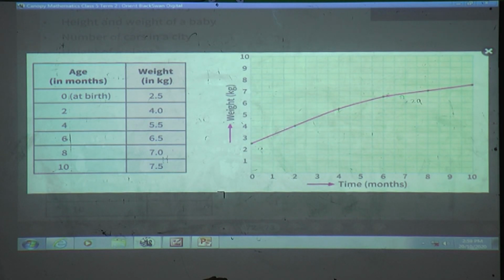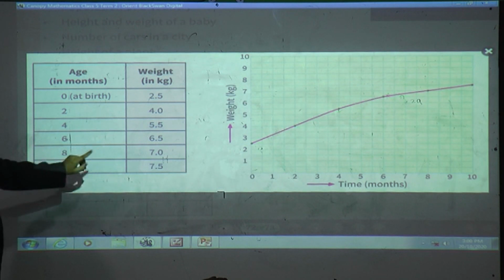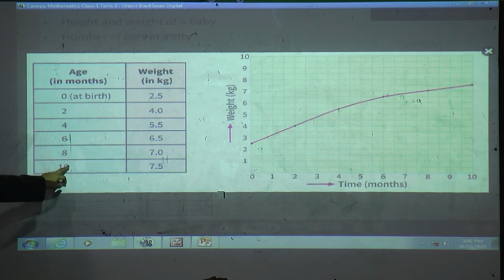Now observe the pattern of growth between the 6th and 10th month. If the same pattern of growth continues, what will Aruna's weight be after 12th month? Okay, here. See the pattern. 6th month 6.5, 8th month 7.0, 10th month 7.5. So whenever she will be 12 months old, that time her weight will be 8 kg, isn't it?